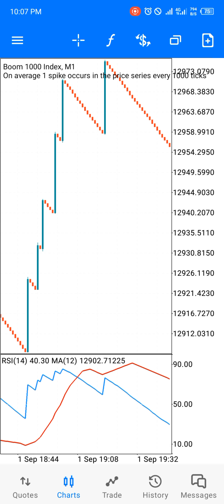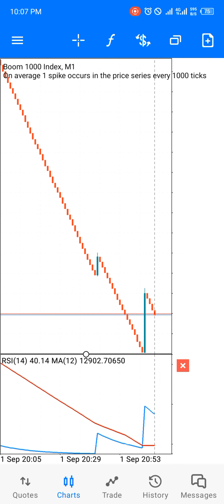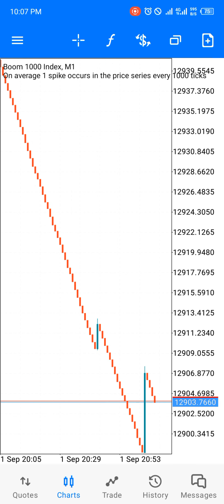All right, so now that is reason number 2, indicators. So I'll have to delete this indicator here. This is rubbish, I don't use them.